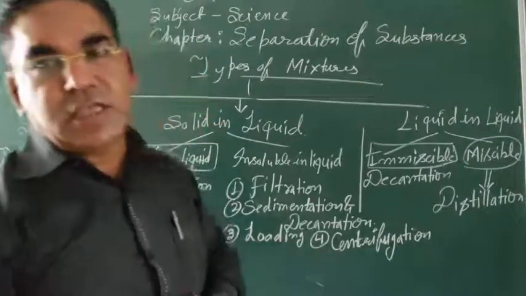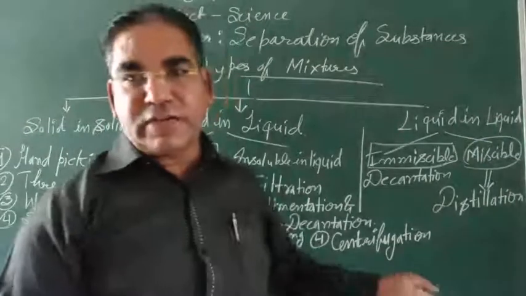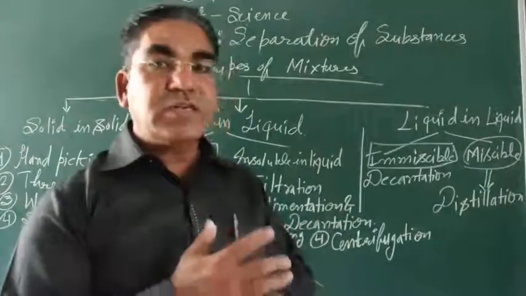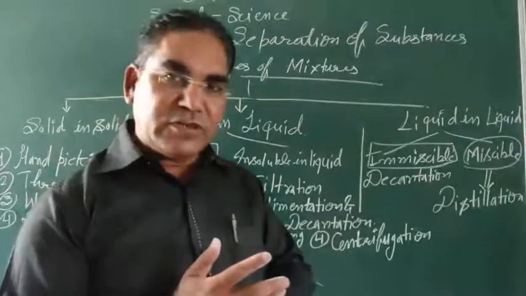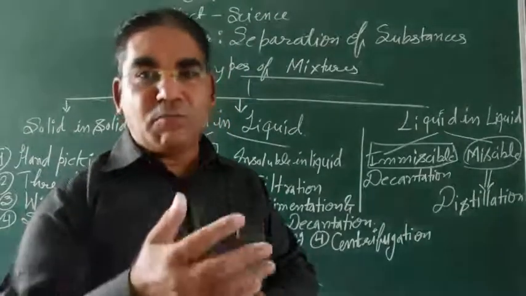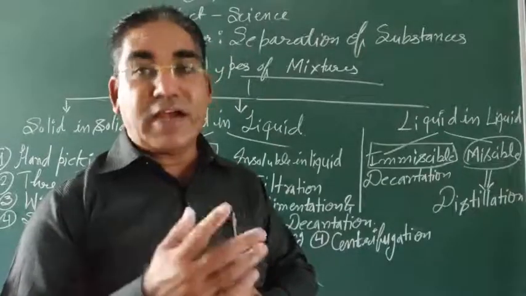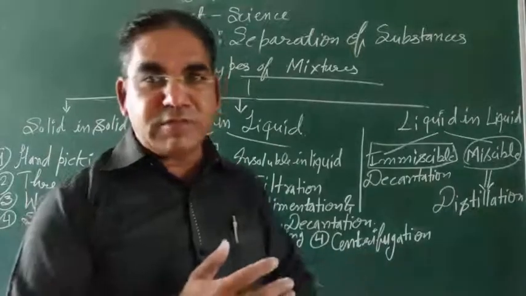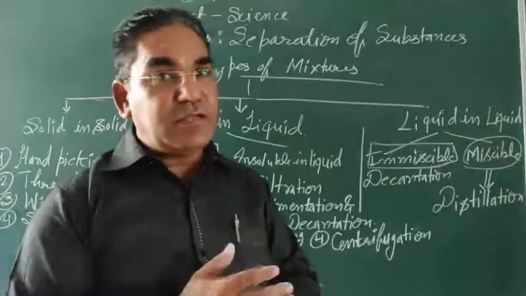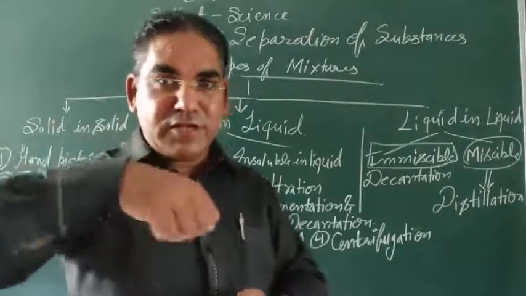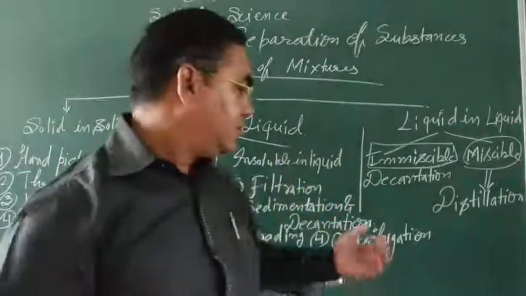Next method is loading. And last one is centrifugation. Centrifugation is also known as churning. Mom also applies this method at home to separate ghee.